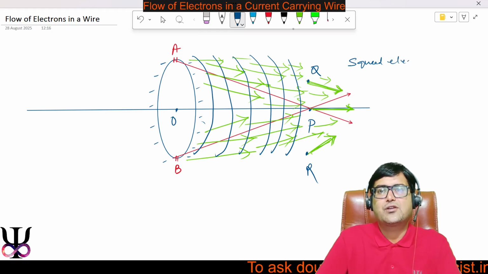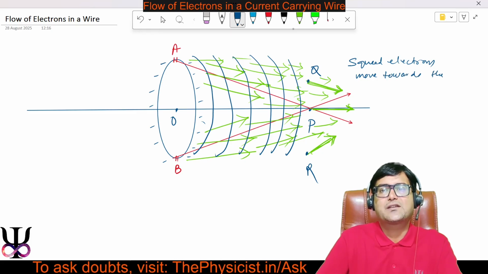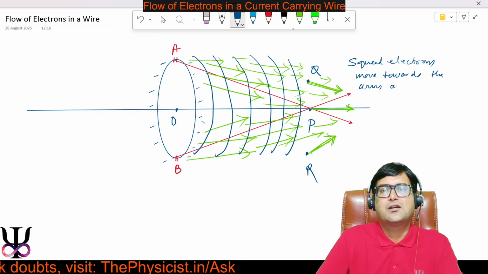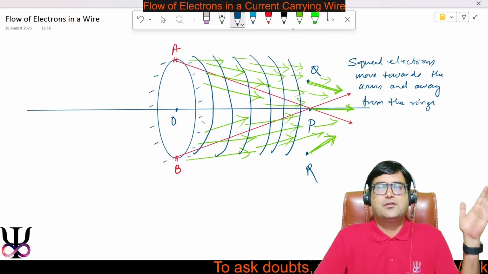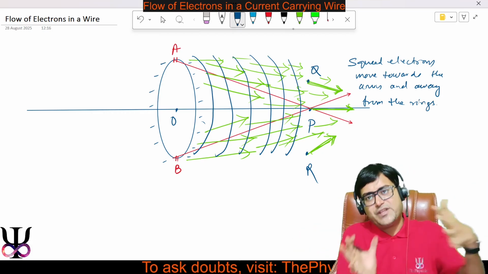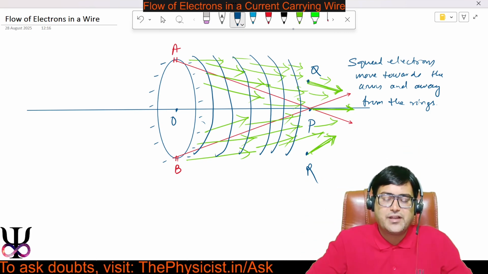The squeezed electrons move towards the axis and away from the rings. Yes or no? Simple. So basically it will try to pump these electrons in the axial direction in one direction.